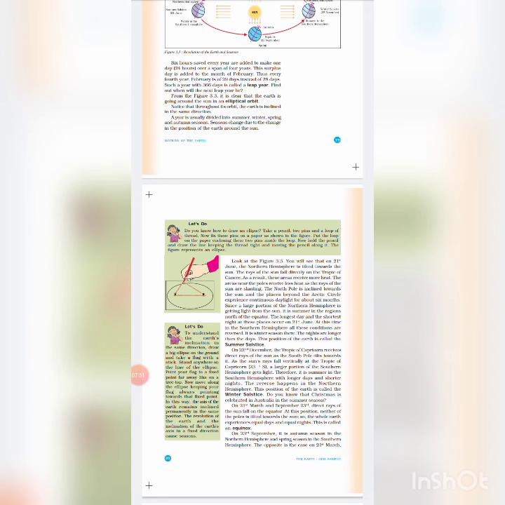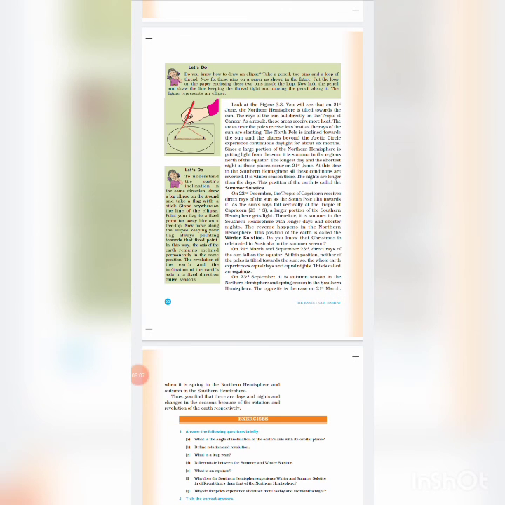On 23rd September, it is autumn season in the northern hemisphere and spring season in the southern hemisphere. The opposite is the case on 21st March, when it is spring in the northern hemisphere and autumn in the southern hemisphere. Day and night occur due to the rotation, while changes in season occur due to revolution.